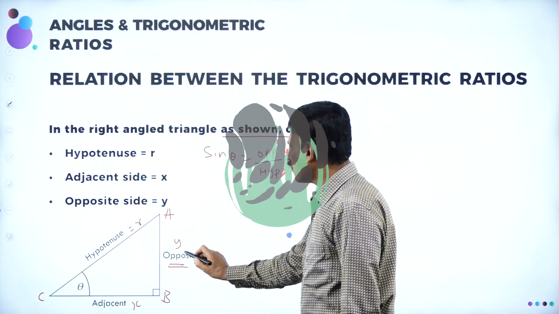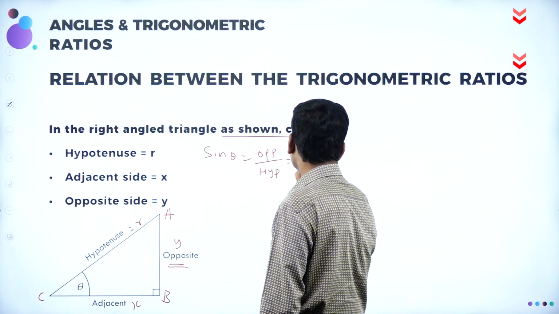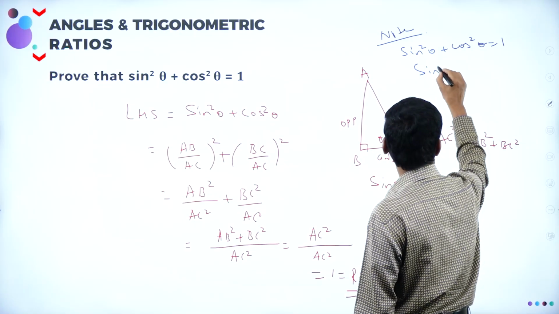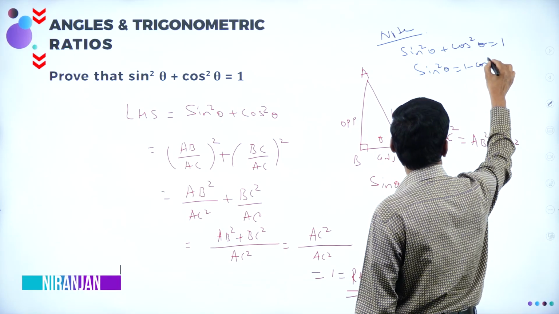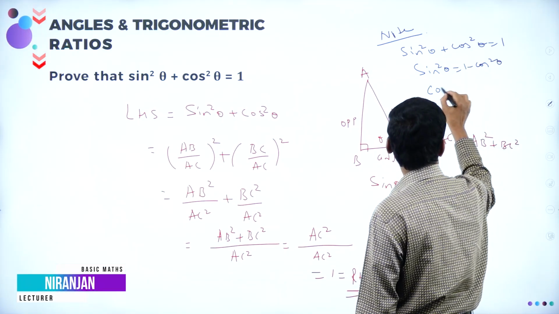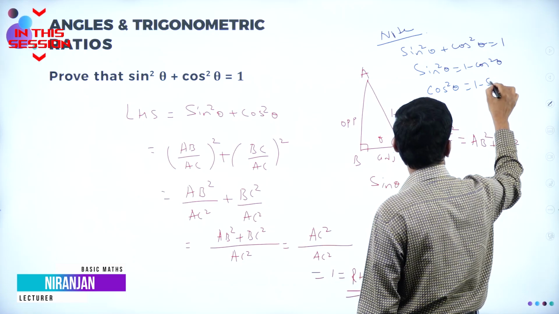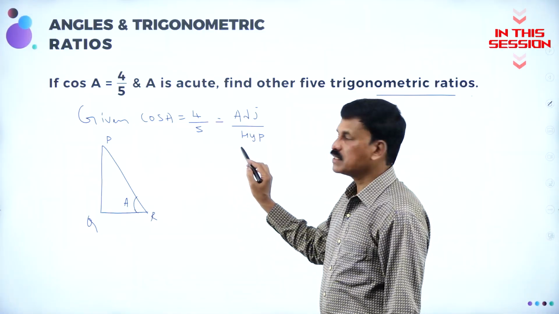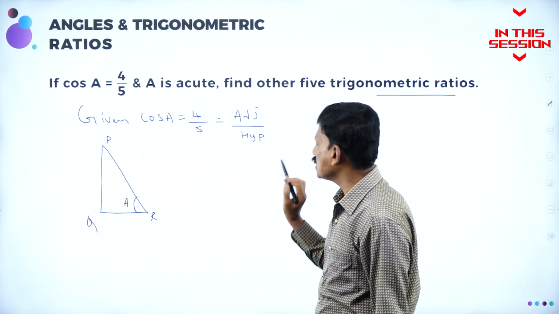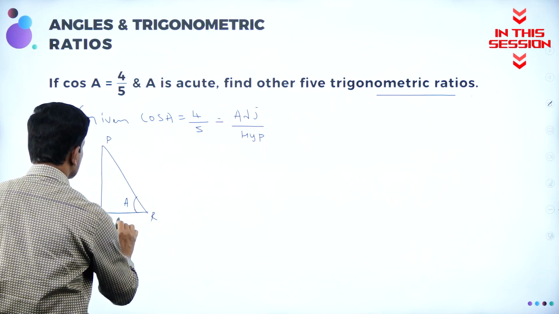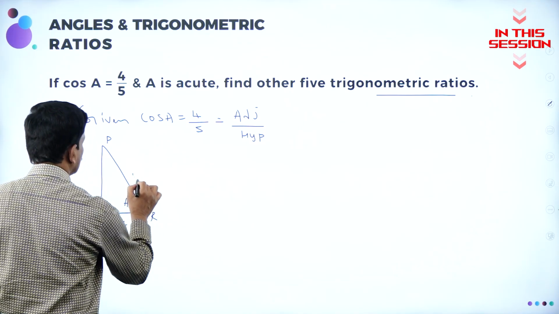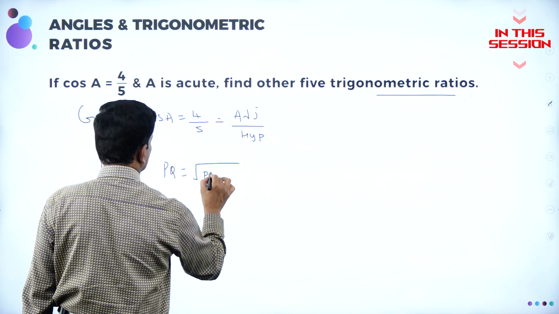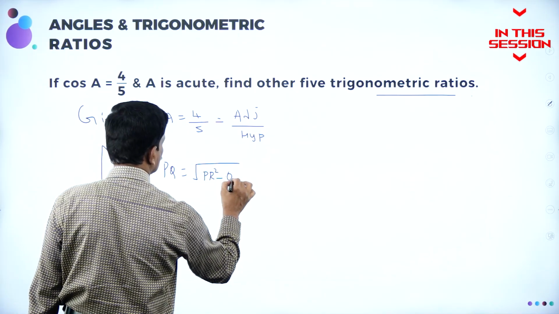What is opposite? Y divided by R, that is AB divided by AC. If we want sin square theta is equal to 1 minus cos square theta, or if you want cos square theta is equal to 1 minus sin square theta. This is a very important relation. What is adjacent from here? Adjacent is 4, hypotenuse is equal to 5. Now what is PQ? PQ is equal to root of PR square minus QR square.